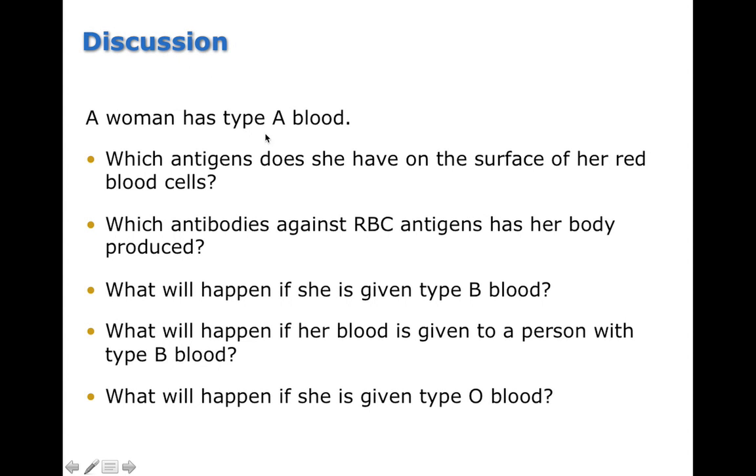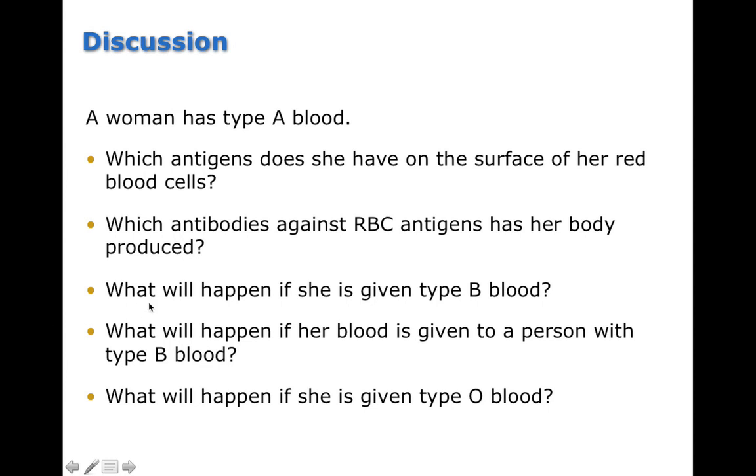Another discussion here says an individual has type A blood. Which antigens does she have on the surface of her red blood cells? Well, they have A antigens, right? If it's type A blood, she has A antigens. And so another question here says, which antibodies against red blood cell antigens has her body produced? Well, if she has type A blood, then she would recognize any other antigen as being foreign. Like B antigens would be foreign to her immune system. So she can already produce anti-B antibodies against that particular foreign antigen.